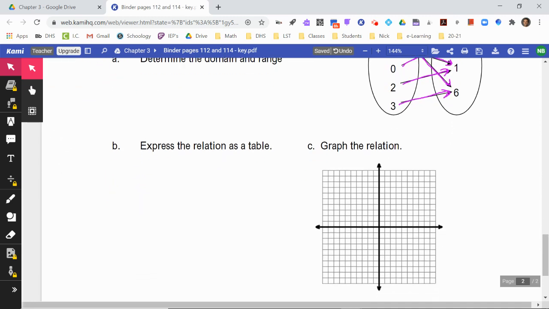When you're done with that, go ahead and scan in both of these pages of notes. We're going to scan in page 112 as well as page 114. That'll be our lesson today, and that'll be your classwork. So just be sure to get this done before 10 p.m. today. And then we'll be back in the classroom tomorrow.